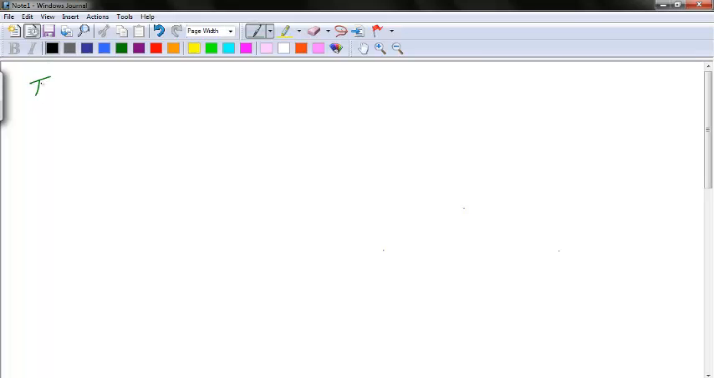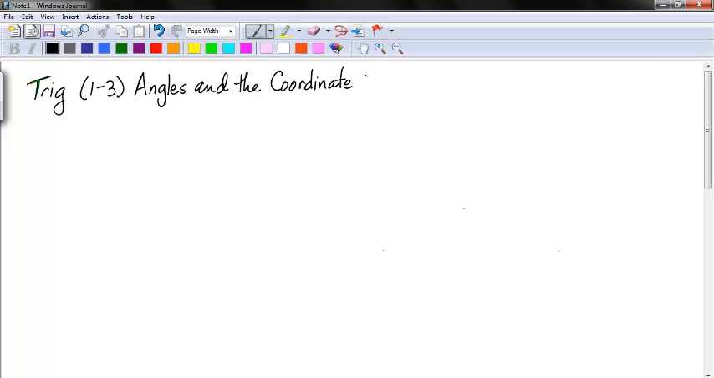Okay, so on this one, this is on angles and the coordinate plane. Okay, angles in the coordinate plane.